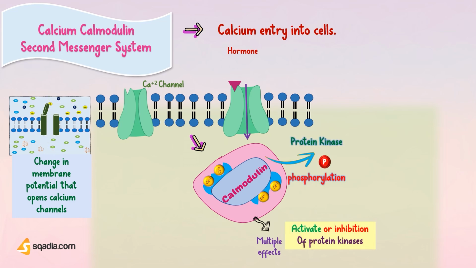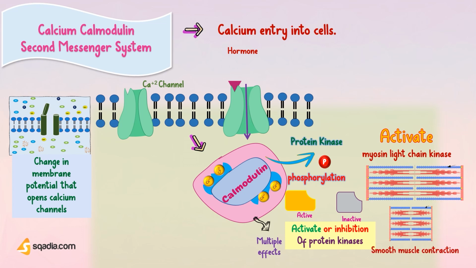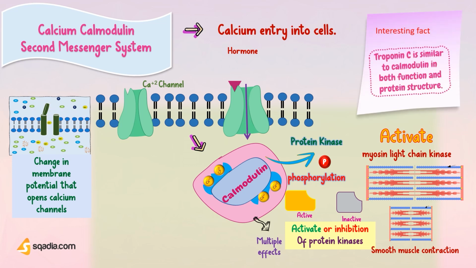Activation of calmodulin-dependent protein kinases causes, via phosphorylation, activation or inhibition of proteins involved in the cell's response to the hormone. For example, one specific function of calmodulin is to activate myosin light chain kinase, which acts directly on the myosin of smooth muscle to cause smooth muscle contraction. It is an interesting fact that troponin C is similar to calmodulin in both function and protein structure.